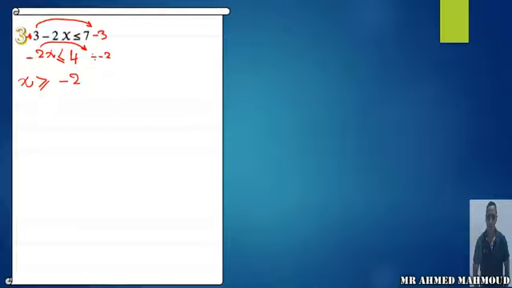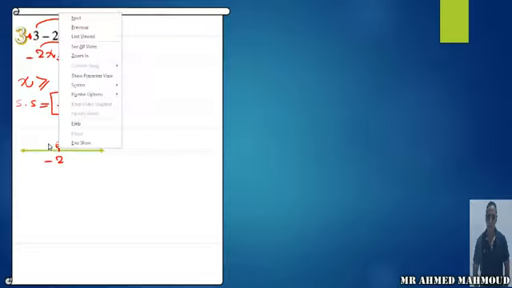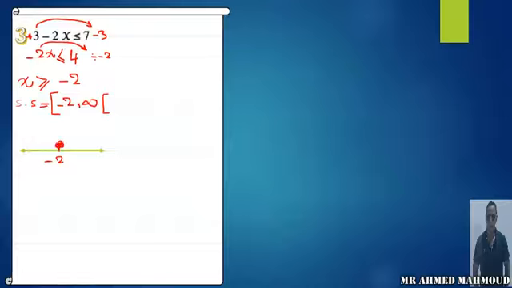Okay, then the solution set will be x greater than or equal to negative 2, it goes to positive infinity. It will be negative 2 to infinity. Negative 2 because of the equal sign will be closed and the infinity will be open. To represent this one on the number line, it will be like this. Negative 2 closed and infinity open to the right direction.